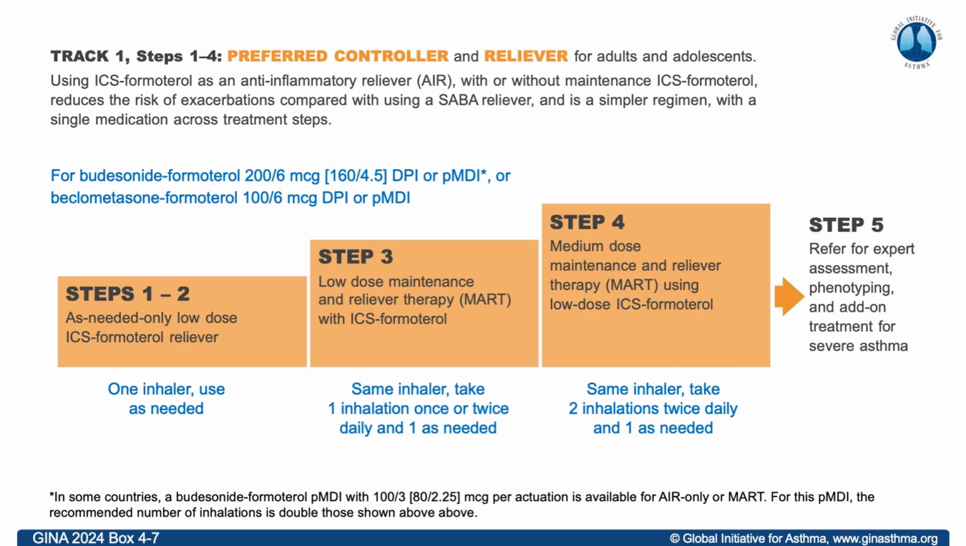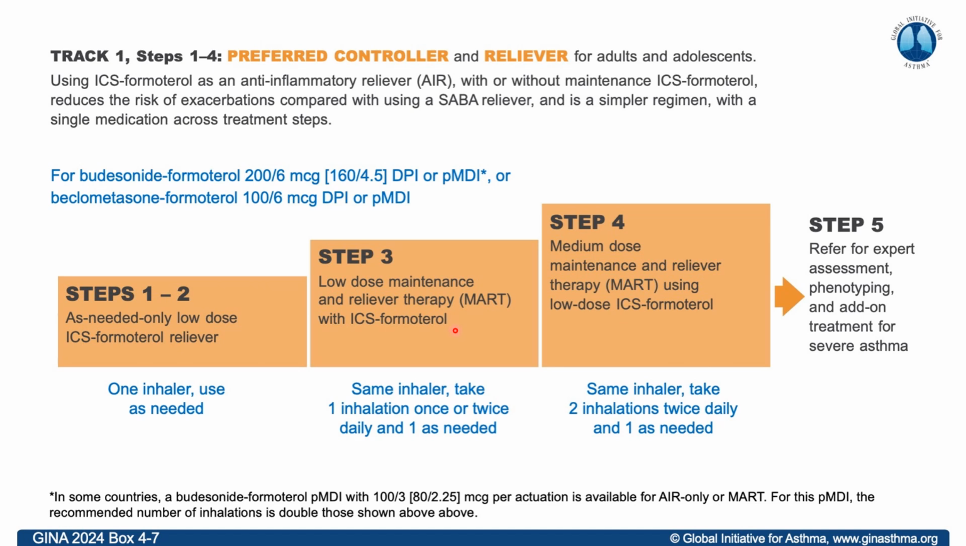So next, this is just an image to show us step 1, that is the MART. So step 1 to step 4 and 5. If you say step 1 to step 2, just use it as needed. Use one inhaler for both. So if it's ICS-formoterol, just get the one inhaler and use as needed.